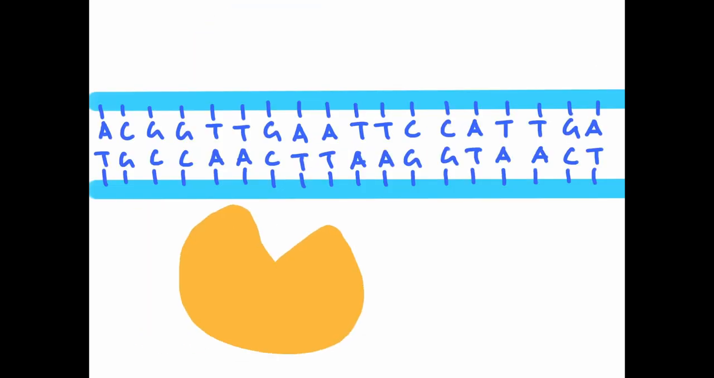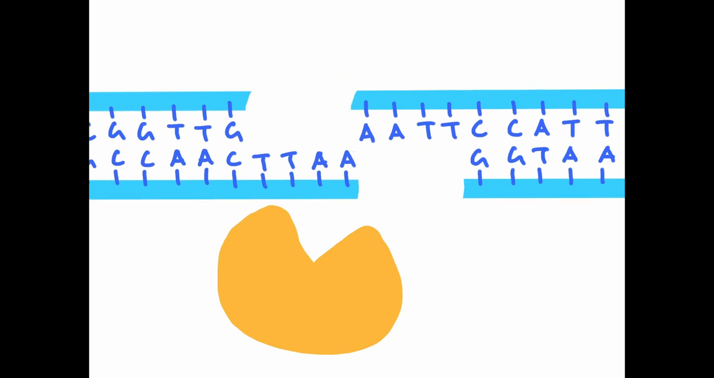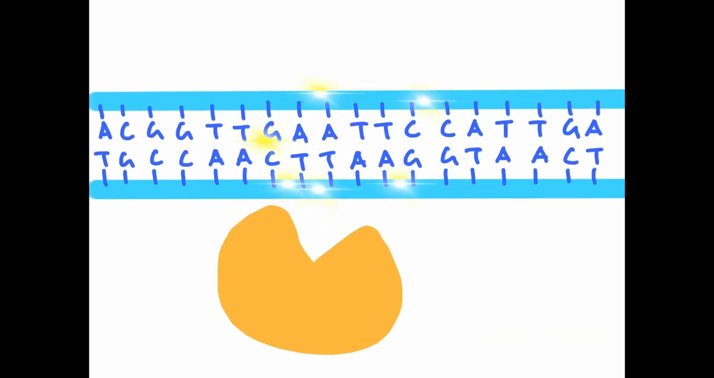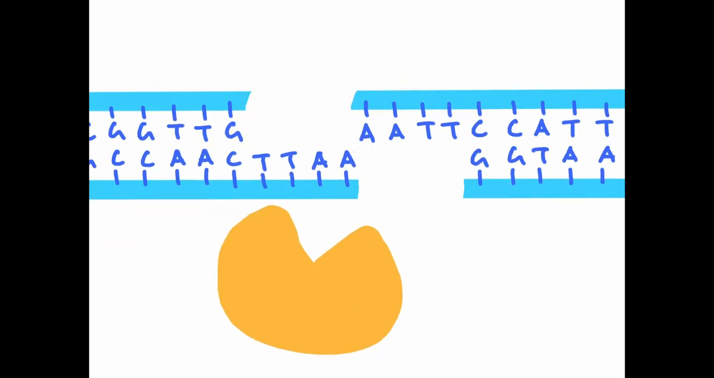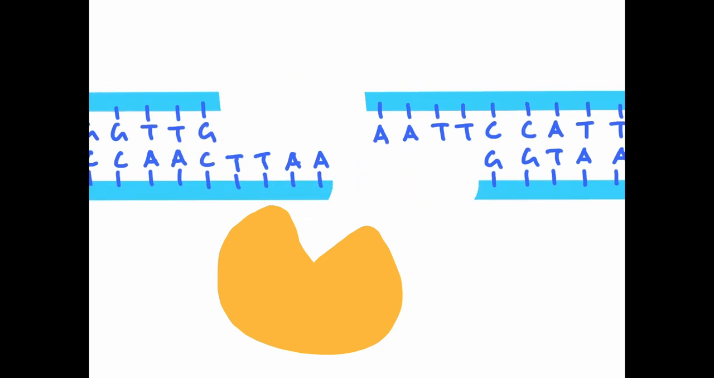The restriction enzyme here is moving along the viral DNA, and when it reaches the correct sequence of 6 bases, it cleaves the DNA. Every time the restriction enzyme encounters the correct base sequence, it will cleave the DNA until the DNA is broken down into fragments, and the virus will not be able to replicate.